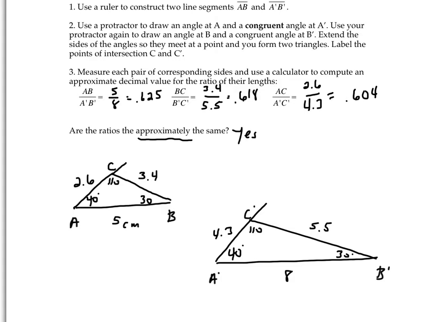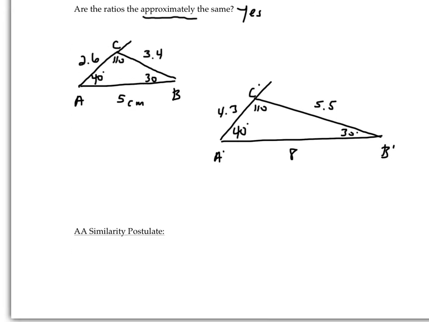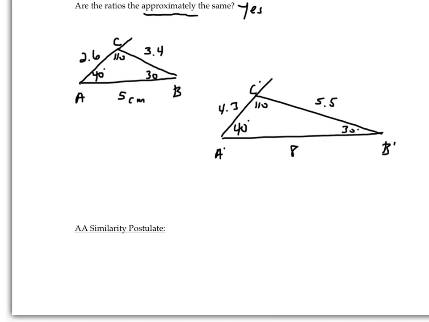So that shows that all three pairs of corresponding sides are proportional, and we know that all three pairs of corresponding angles are congruent. So it does mean that our two triangles are similar to each other. So I'm going to scoot this up and write that similarity statement. Okay, so we're going to say triangle ABC is similar to triangle A prime, B prime, C prime.